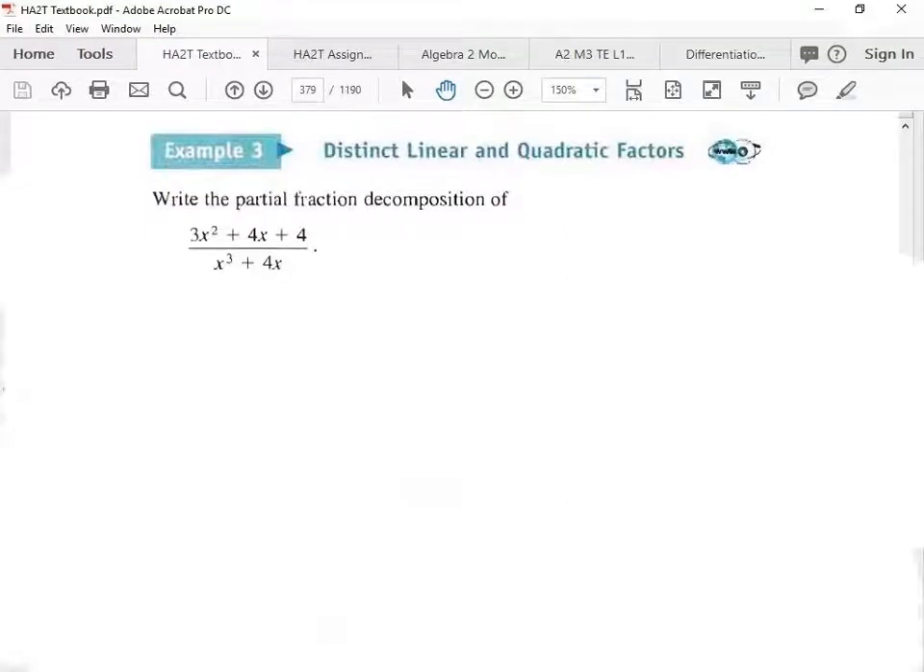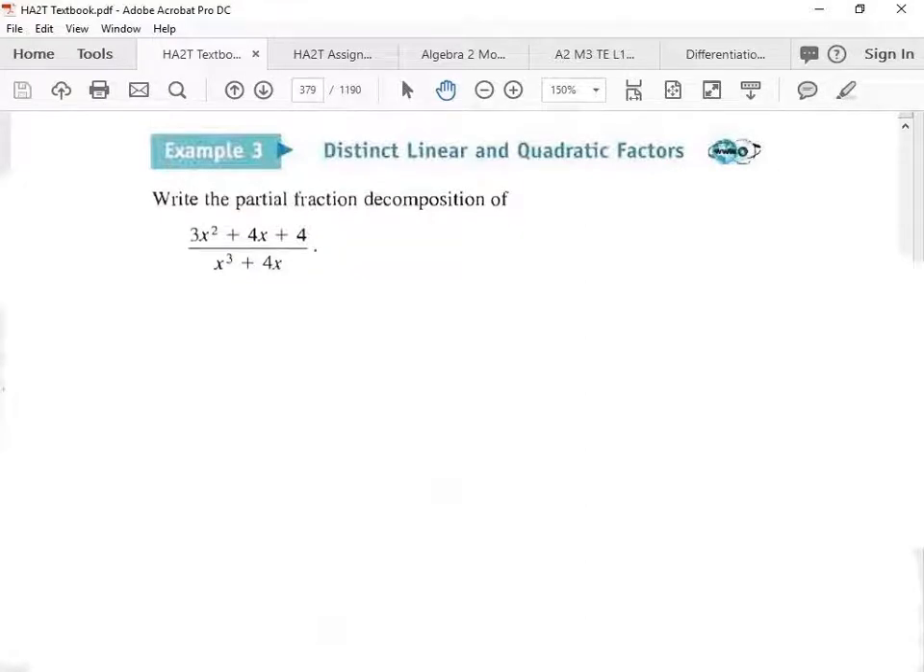Now we can't divide this. Even if you did try it, think about it. What is 3x squared divided by x to the third? Can't do that in the long division. So we don't have to divide this. We just got to factor this denominator and start doing our thing. You know what I'm saying?